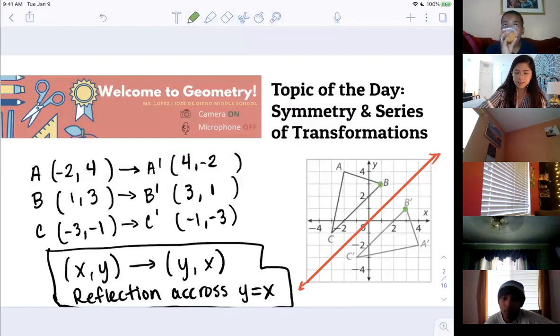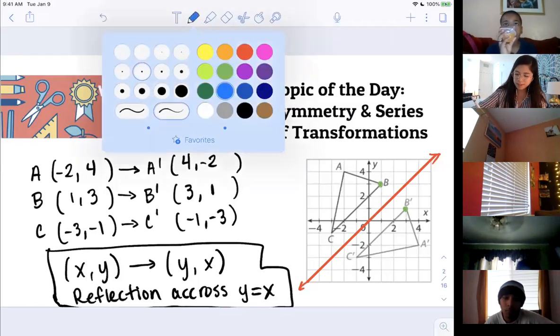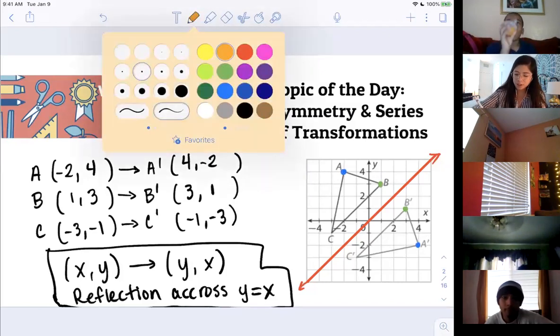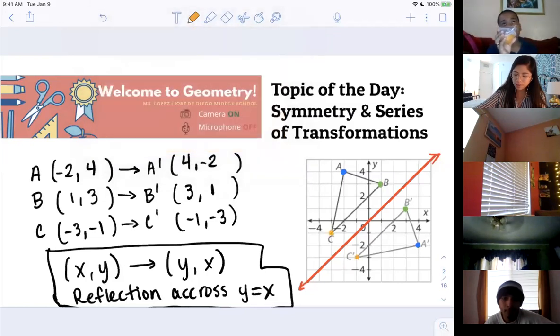Okay, silence, awesome. How about A to A prime? Does that look about the same distance from the red line? Yeah. And then C to C prime, same thing. We're gonna check to make sure that we did get the right answer. And in fact, that is a reflection across y equals x.